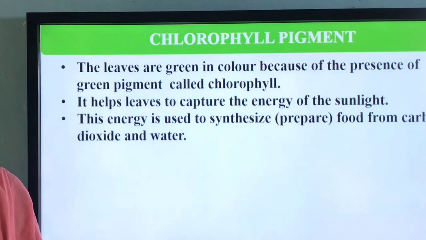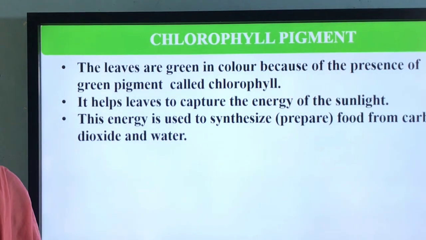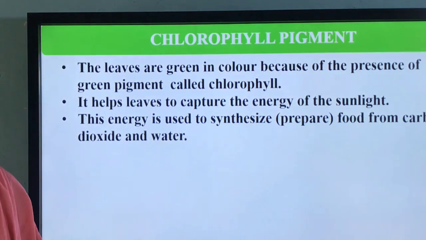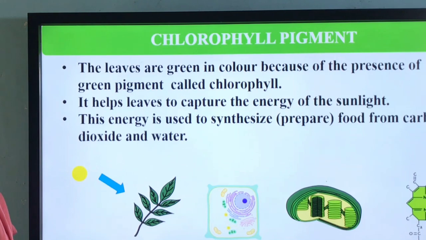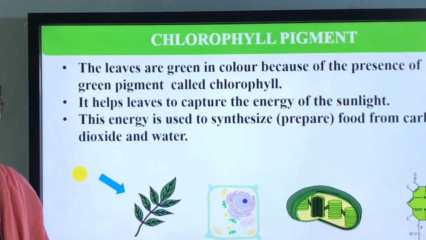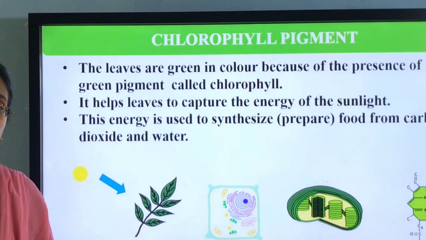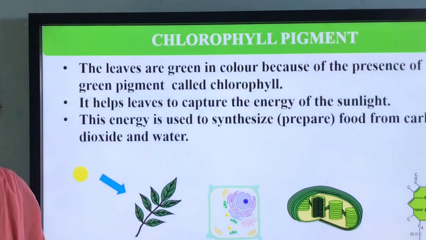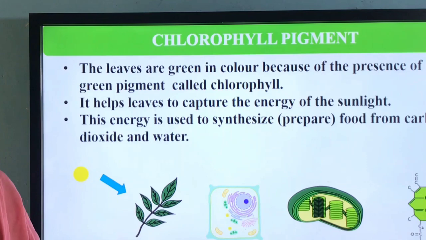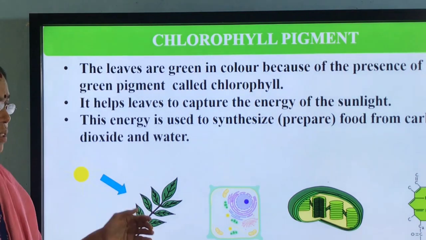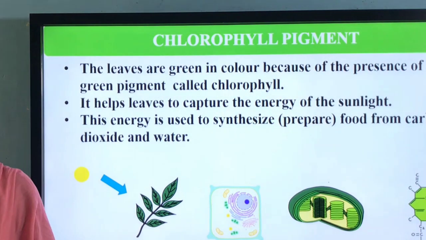You all see around you the plants are green in color. The green color of the plant is due to the presence of a pigment called chlorophyll. This chlorophyll pigment is present in the cells of the plant, in what is known as chloroplast. Chloroplast is a cell organelle. In the cell organelle, we have a colored pigment, that is chlorophyll. This chlorophyll is able to trap the solar energy into chemical energy. So, using this solar energy, the plant uses carbon dioxide and water and synthesizes carbohydrates.